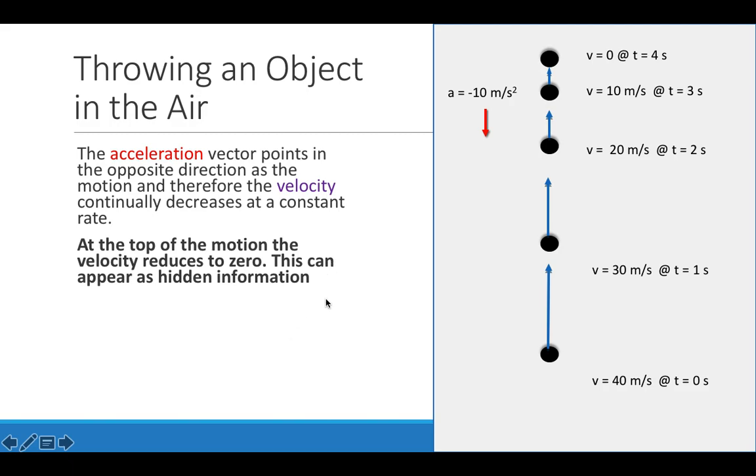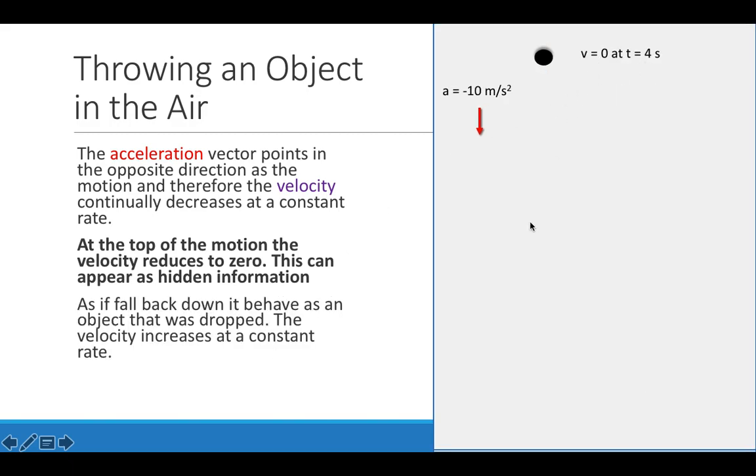And this can sometimes appear as hidden information in a problem if it just says, I throw an object up at 40 meters per second. How long does it take to reach the top of its trajectory? Well, it takes 4 seconds, but the hidden information is that the velocity at the top is 0. And we'll look at an example of this.